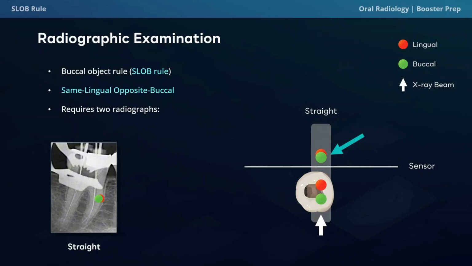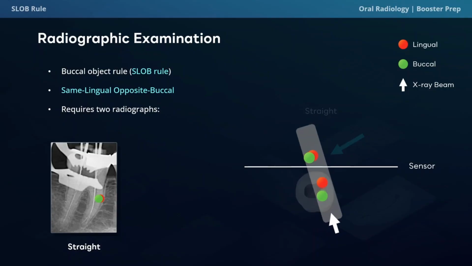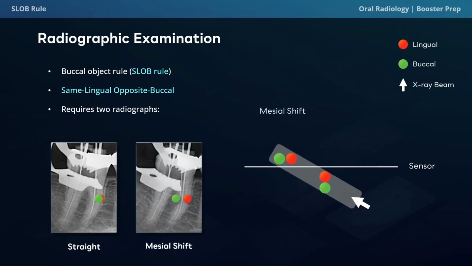So now let's apply the technique. If we shift the X-ray tube mesially, the image changes. And here's the rule. The file or the root that is closer to the lingual surface will appear to move in the same direction as the tube shift. And the file or the root that is closer to the buccal surface will appear to move in the opposite direction of the tube shift.